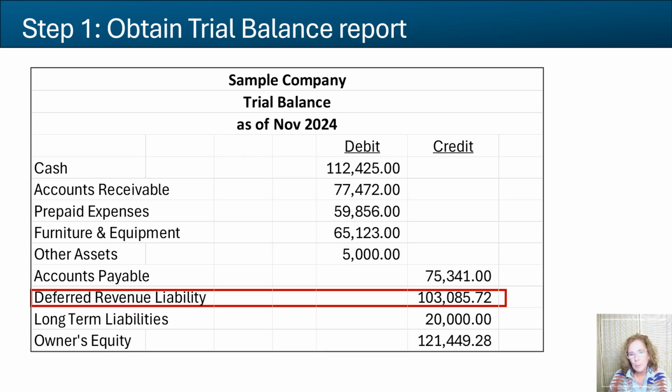This is a trial balance report for our sample company as of November 2024. It also shows $103,085.72 for the deferred revenue liability account. So now we can feel pretty good about having the right general ledger report, because that report has the same ending balance that we see here on the trial balance report. And we can now move on to getting the rest of our reports that are needed to prepare the account reconciliation for this account.